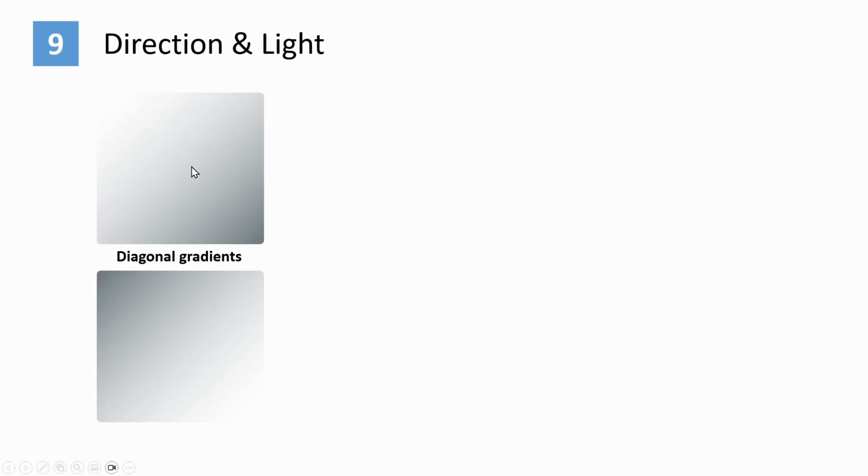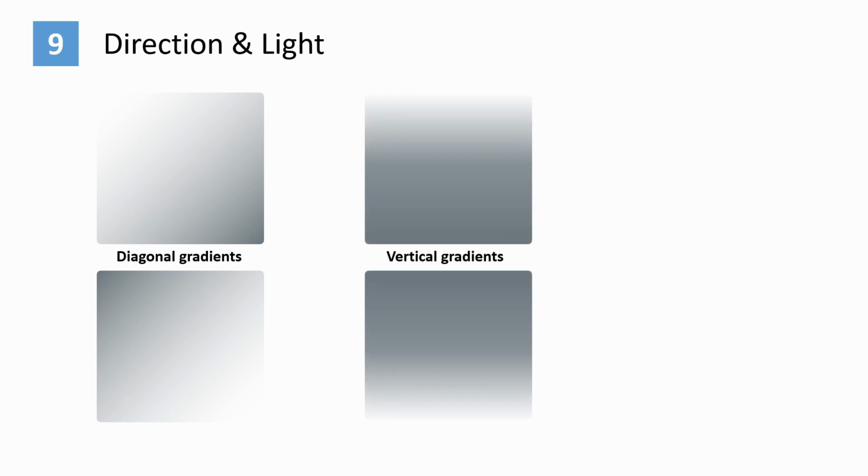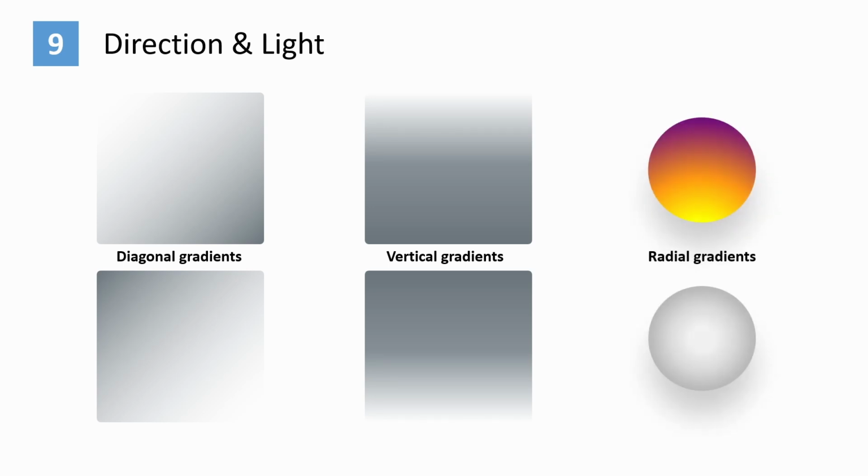Number 9, direction and light. Diagonal gradients at 45-degree angles bring a dynamic and modern feel to your content. Vertical gradients, which go from either top to bottom or bottom to top, can create natural light and shadow effects, while radial gradients are great for highlights and glowing effects. Here I have this gradient that mimics a sunrise, while here this center out gradient creates this 3D effect for our circle and makes it look like a sphere.